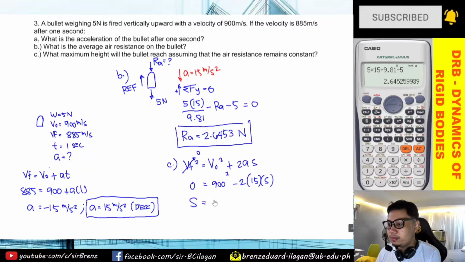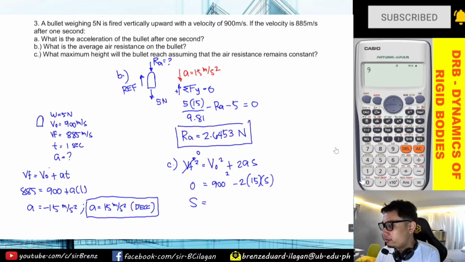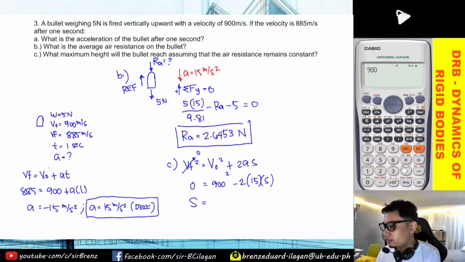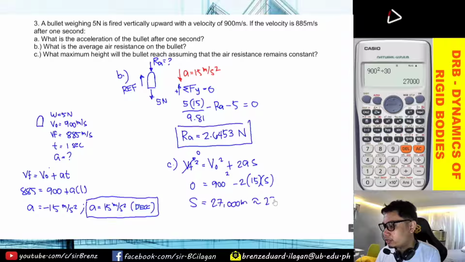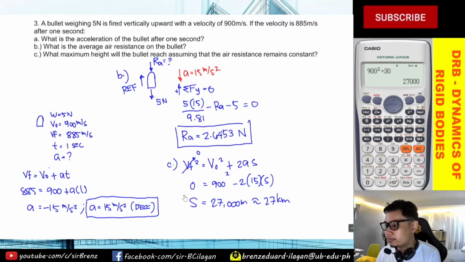So, the maximum height reached by this bullet is 900 squared divided by 30. So, that is 27,000 meter, or that is 27 kilometers.